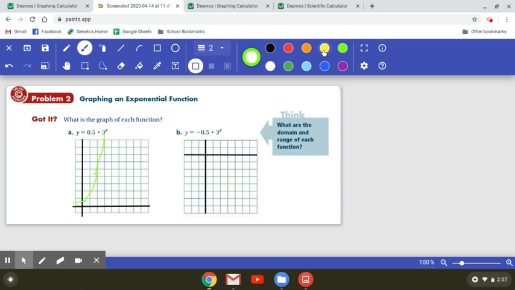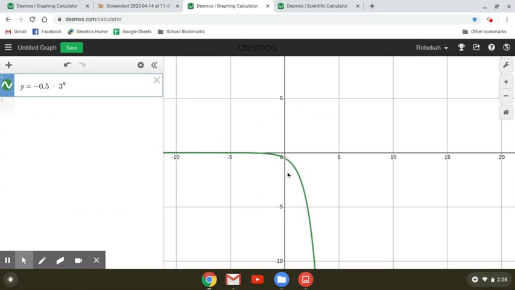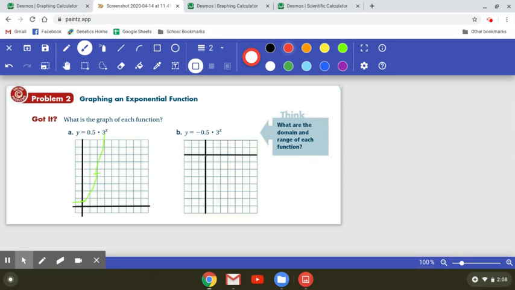We'll use red. So at 0, it's negative 0.5. At 2, it's probably negative 4.5, 1, 2, 3, 4.5, right? And you can draw that same curve. It's just upside down.